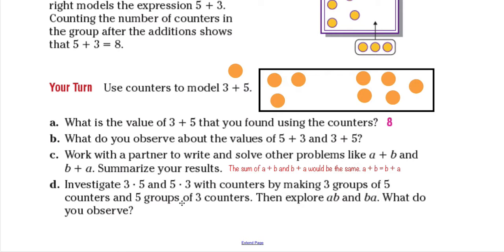And let's look at the letter D. Investigate 3 times 5 and 5 times 3. If A plus B is equal to B plus A, as in letter C, then we can conclude that 3 times 5 is the same as 5 times 3. Or, if you put it into letters, A times B is equal to B times A. If you notice, 3 times 5 is equal to 15, and 5 times 3 is equal to 15, and they are the same.